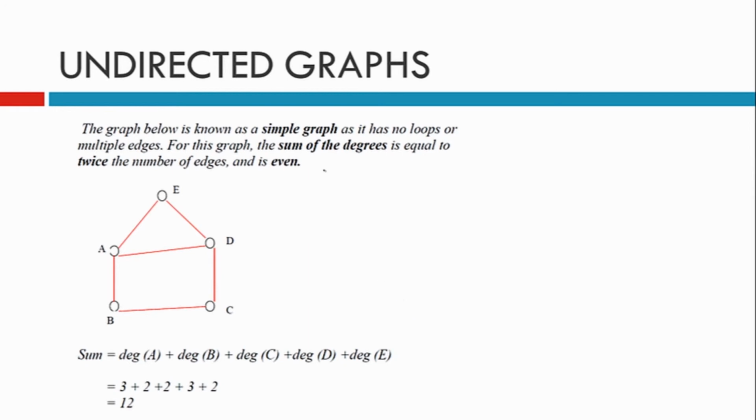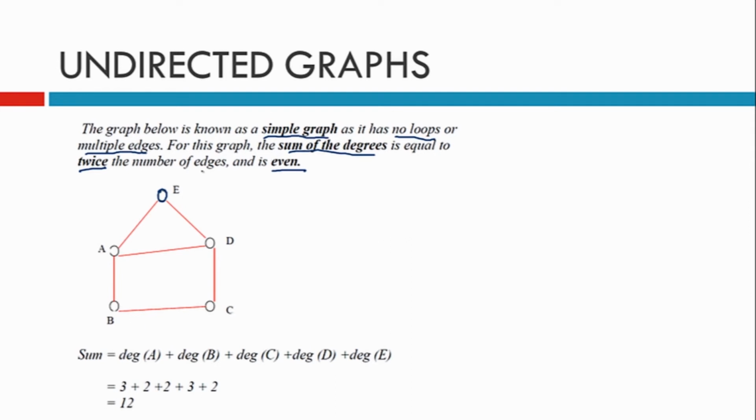Alright, the graph below is known as a simple graph. There are no loops and there are no multiple edges. Now for this graph, the sum of the degrees is equal to twice the number of edges and is even. Okay, the sum of the degrees is equal to twice the number of edges and is even.